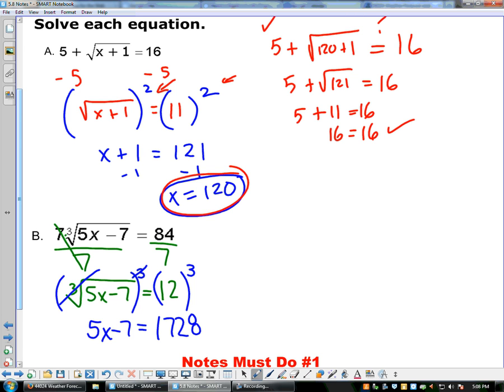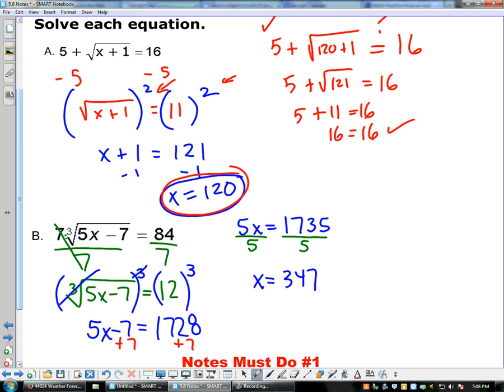Now, to solve for x, I have to get x alone, so I'm going to add 7 to both sides. I'm going to just continue this over here on the side. So I have 5x equals 1735. And to get x by itself, it's times 5 right now, so we'll divide both sides by 5 and have x is equal to 347.